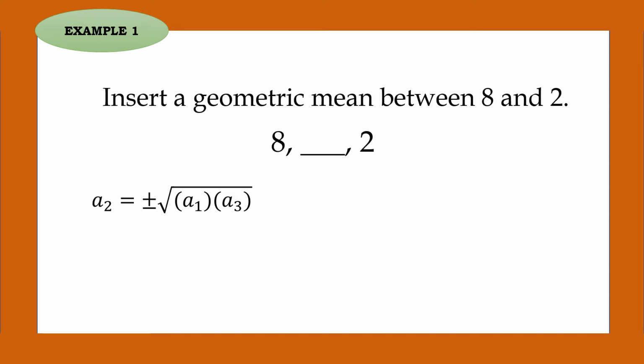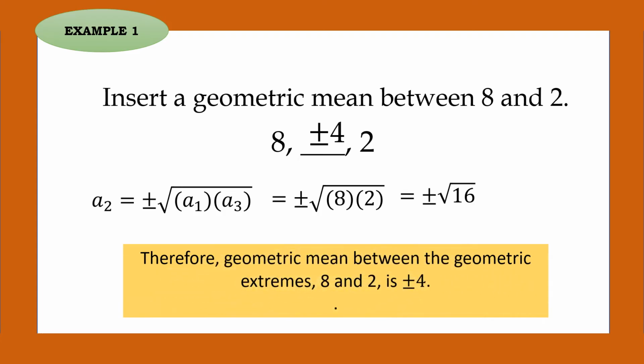So in this case, we just need to substitute the value of the first term and the third term to the formula. There we have plus or minus the square root of 8 times 2. 8 times 2 will give us 16, and then we just need to get the square root of 16, and that is positive or negative 4. So it means that the geometric mean between the geometric extremes 8 and 2 is plus or minus 4.